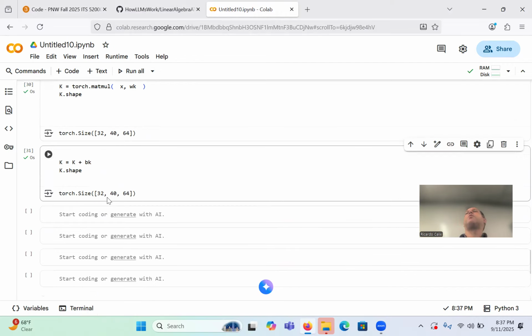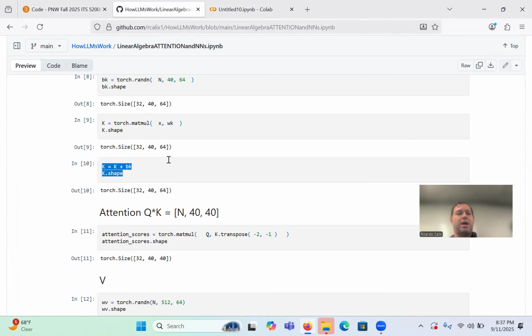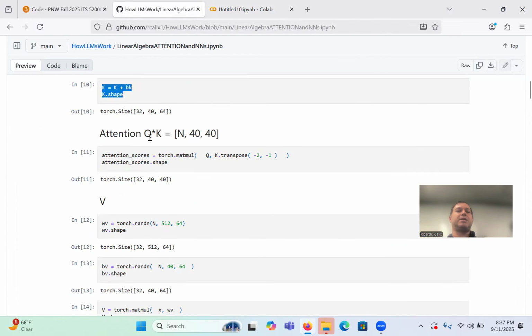Okay, 32, 40, 64. But now I have my Q and my K, which is still my X, and I'm going to now compare them. That's where this comes in. Attention, which is going to be Q matrix multiplication K, and this will produce a matrix that is n, 40, 40, which means that now you can assume all the tokens are being compared to themselves, because those are the sequences. So I'm going to do this one here.